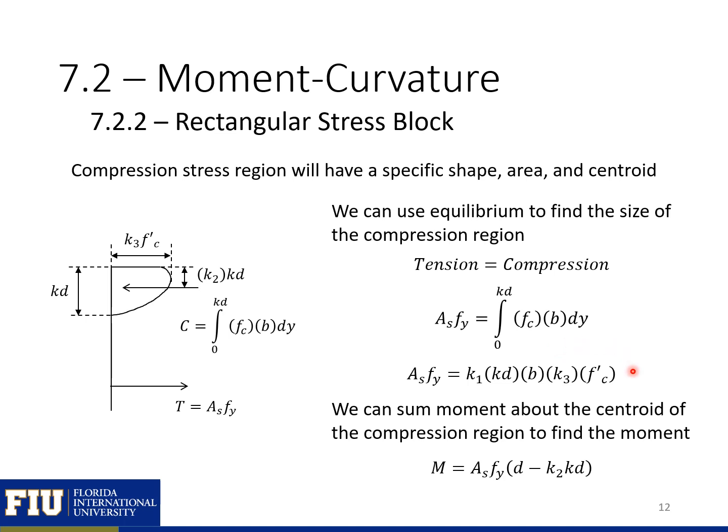We can approximate the shape of the compression block with a couple different factors. Our K1, our K2, and our K3 we can use to approximate the shape. We need our approximated shape to have the same area and the same centroid as the exact shape so that we can get the same moment. So that'll be the goal, is to get the same centroid for our shape and the same area. And then we can sum our moment about the centroid of the compression region to find the moment capacity of the section.